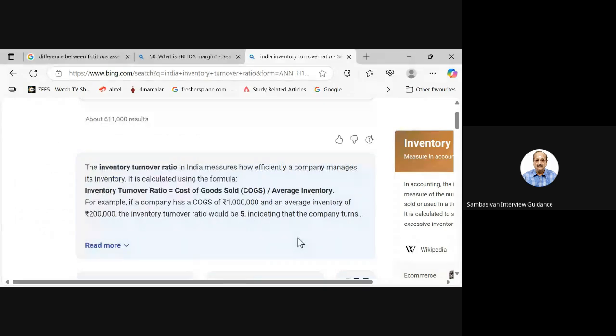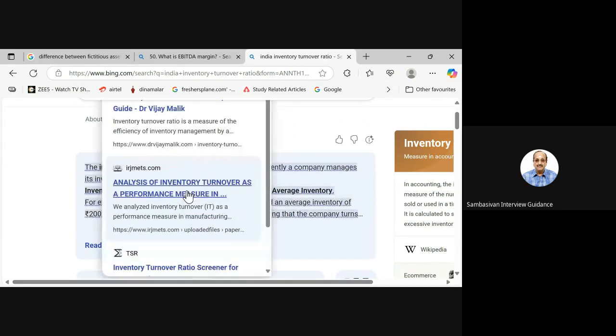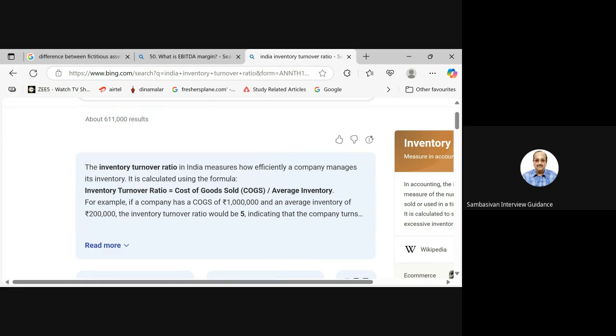The inventory turnover ratio measures how efficiently a company manages its inventory. It is calculated using the formula: inventory turnover ratio is equal to cost of goods sold. Then he will change it. What was it here? Cost of goods sold. Correct. Very good.